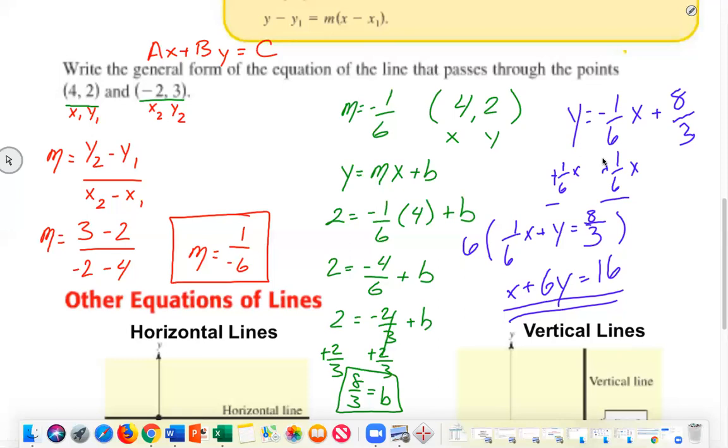Okay, point slope. You don't really have to recall it. But, so. All right.